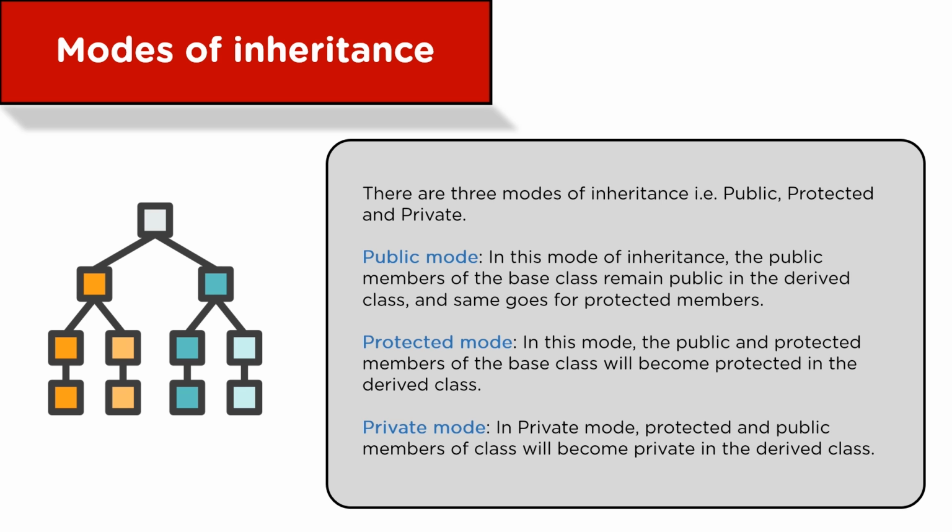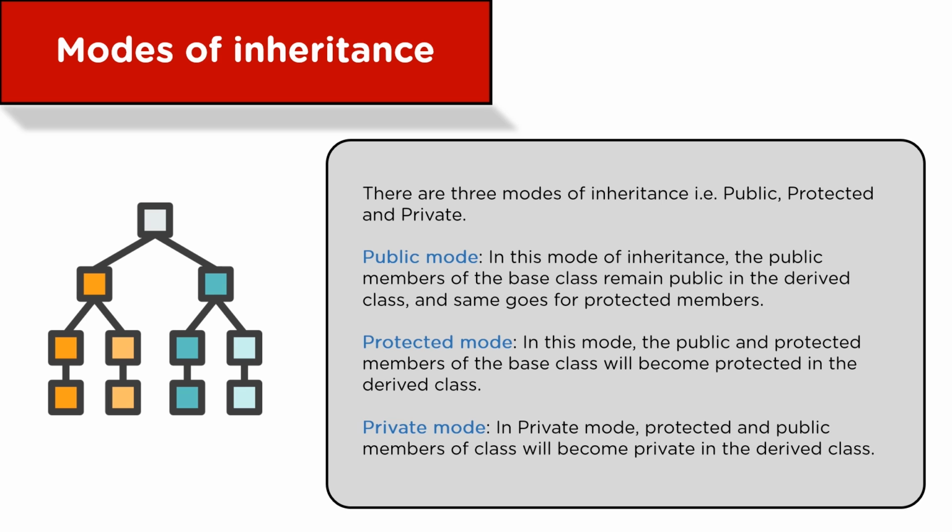In this mode of inheritance, the public members of base class remain public in derived class, and same goes for the protected members. That means inside the base class, the class members that are public will remain public in the derived class, and similarly protected class members will remain protected in derived class.